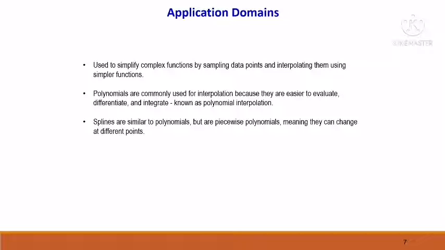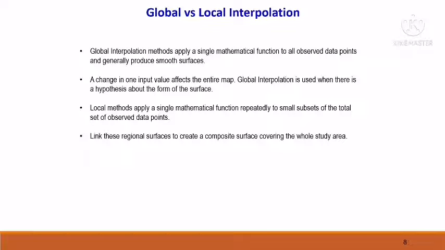application domains. So, where are interpolation and approximation used? It is used to simplify complex functions by sampling data points and interpolating them using simpler functions. So polynomials are basically used to indicate interpolation and approximation techniques because they are easier to evaluate, differentiate, and integrate. So this is known as polynomial interpolation. And sometimes even splines can be used in place of polynomials, which are called piecewise polynomials, meaning they can change at different points. Global versus local interpolation.